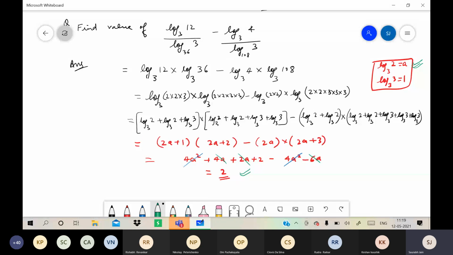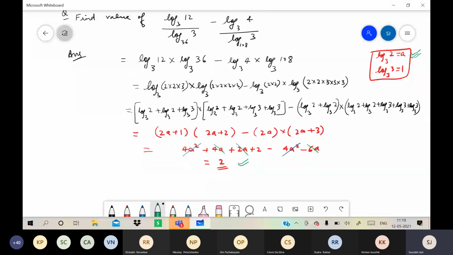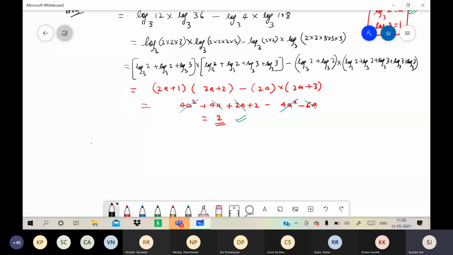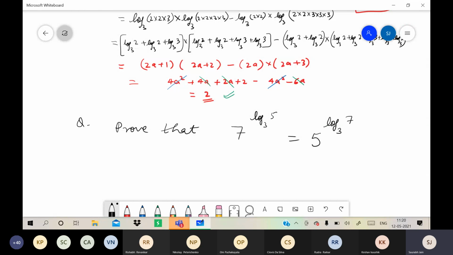Okay, so there is one question in which you have to prove it. So prove that 7 to the power log 5 base 3 is equal to 5 to the power log 7 base 3. Try to prove this question. 7 to the power log 5 base 3 equals 5 to the power log 7 base 3.